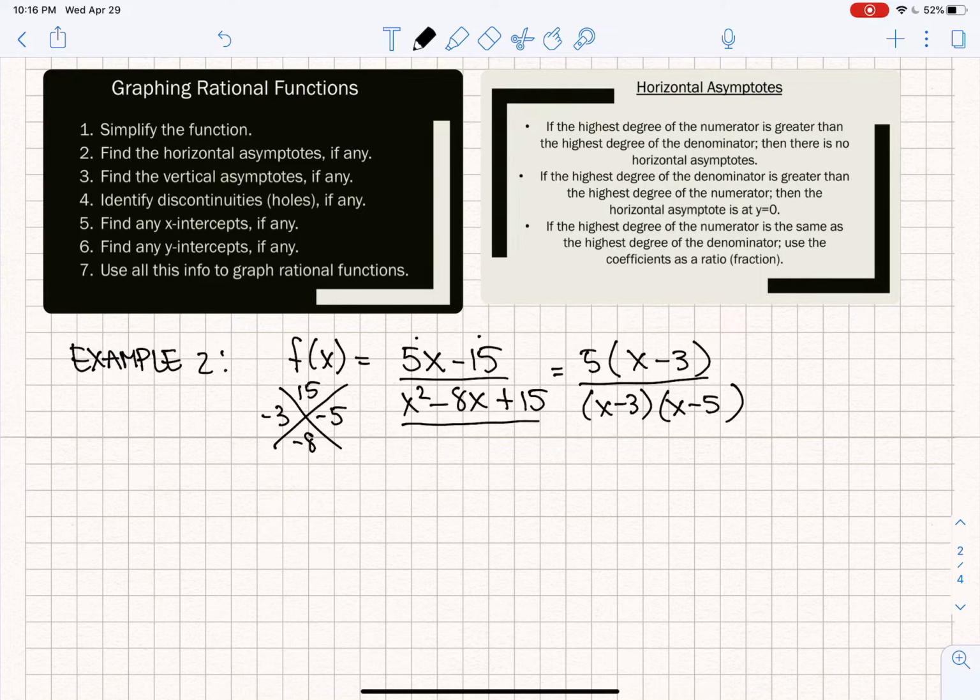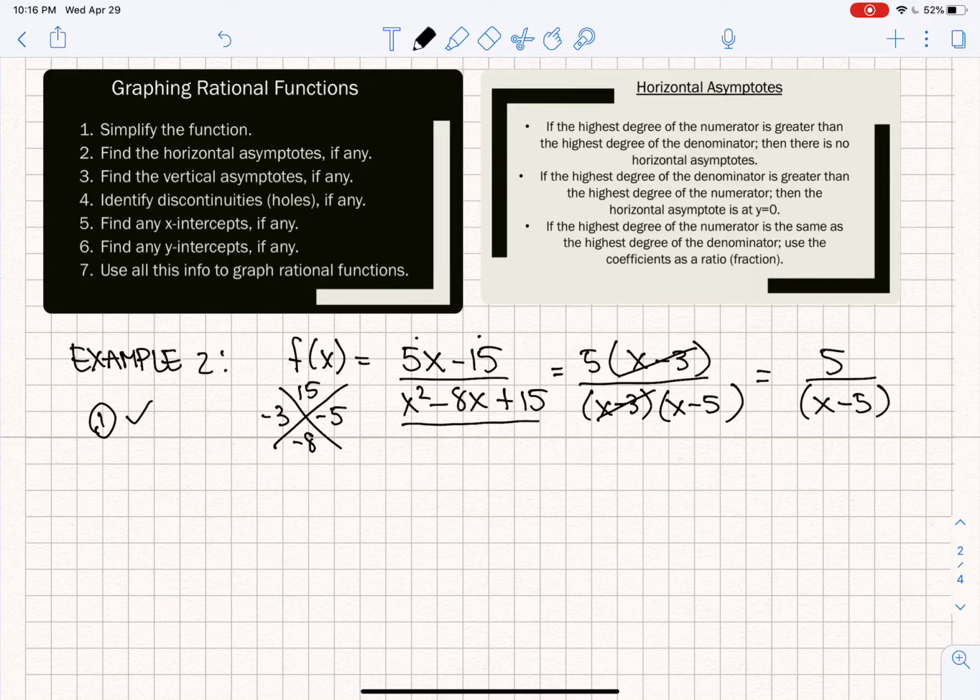And when I simplify, that means I could cancel these guys out. I cancel them out, but it's still an important part of this function. Okay, it's going to help us with something called discontinuity, and that's going to be number 4. So far I simplified this to 5 over x minus 5. So simplify the function. Yes, done.